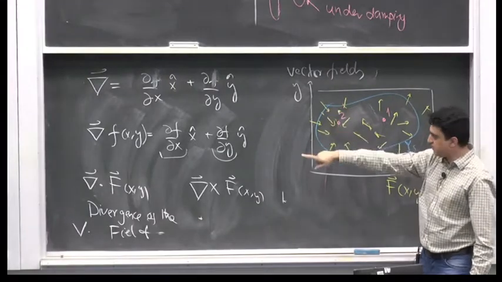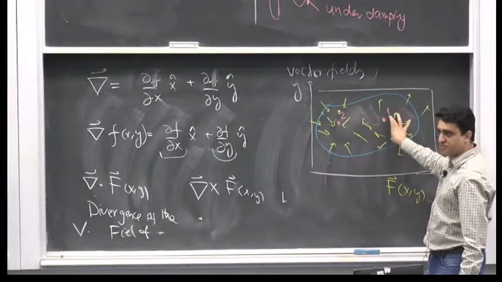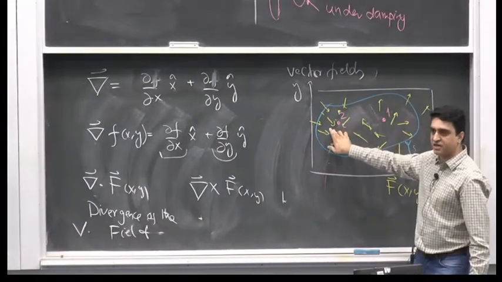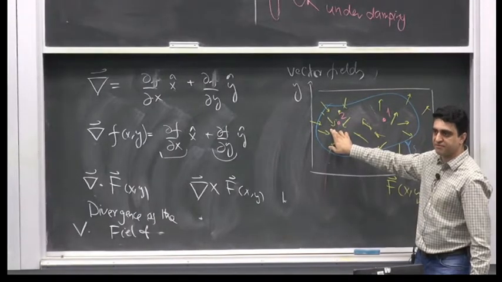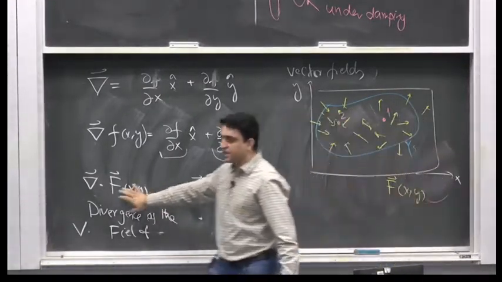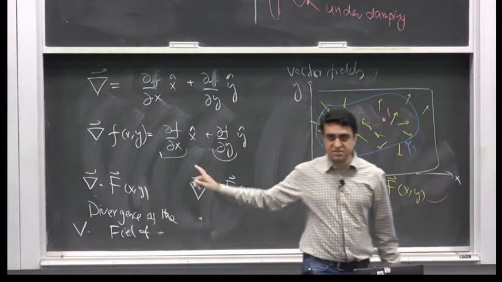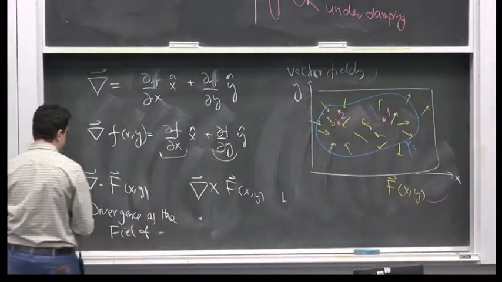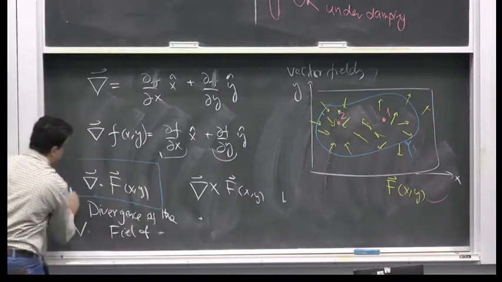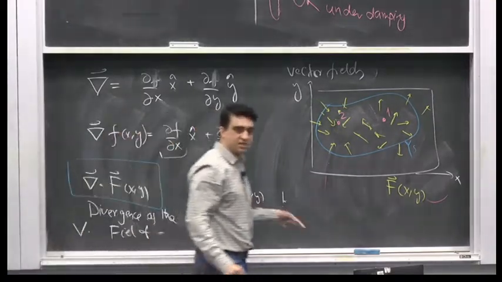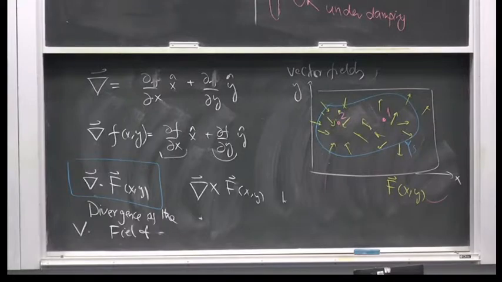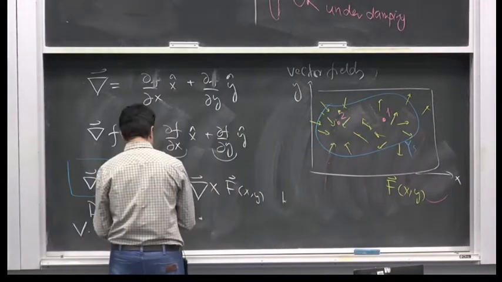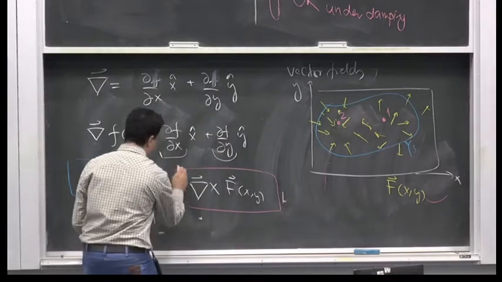But if you apply a differential operator at this point, it would give you a positive value, and at this point, it would give you a negative value. So a differential operator can give you local information, and that's important. In the del dot case, it gives you information about the divergence of the field. What about this other thing, del cross F? This is called the curl of the electric field, or of the vector field.